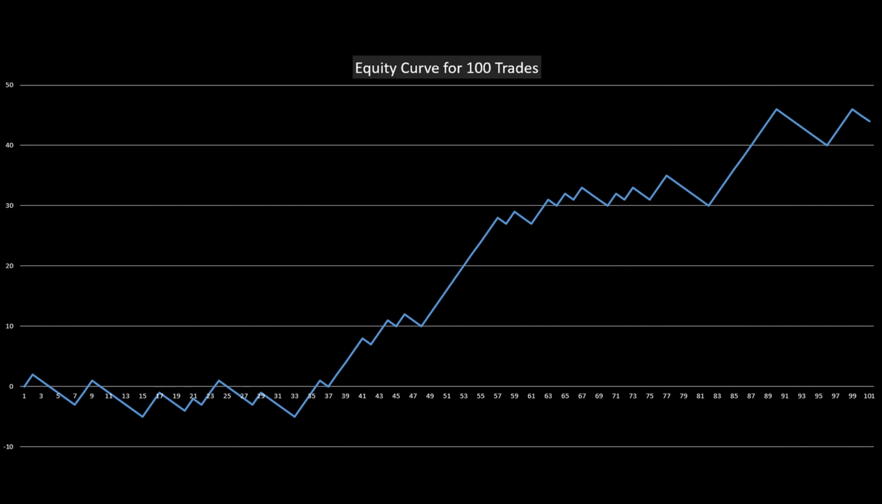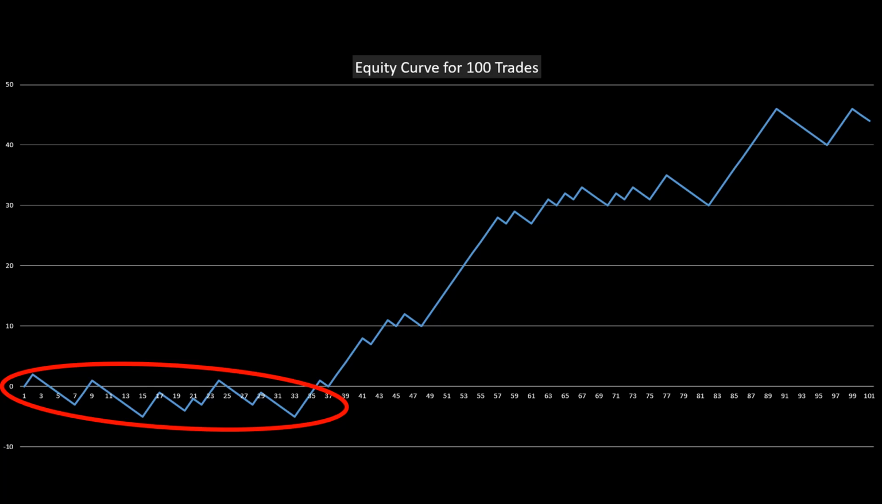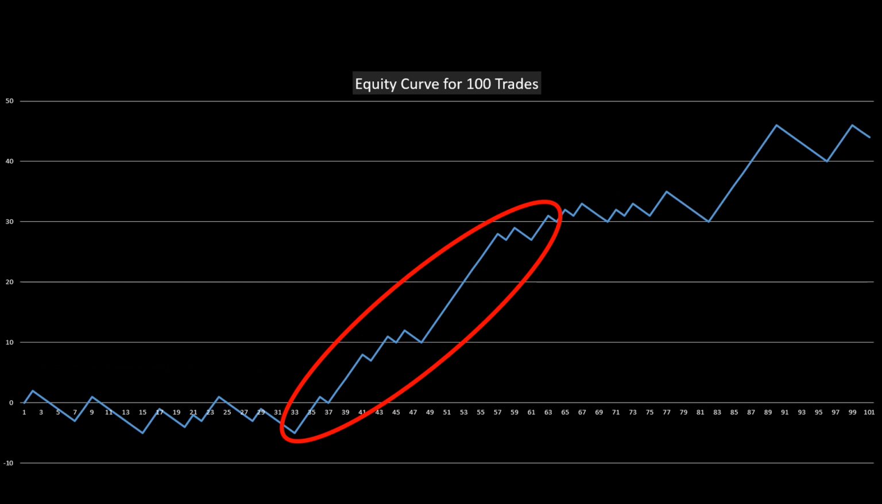Now this equity curve is pretty interesting. As you can see at the beginning, we were trending sideways and even going under the zero line a bit. But at around the 33rd trade, we started going up rapidly. And basically within 70 trades, we ended up gaining around 40+% on the account.